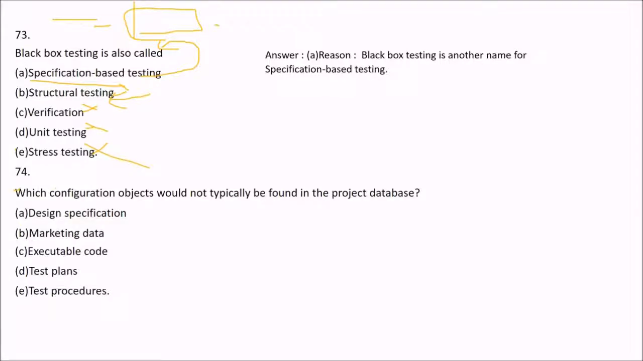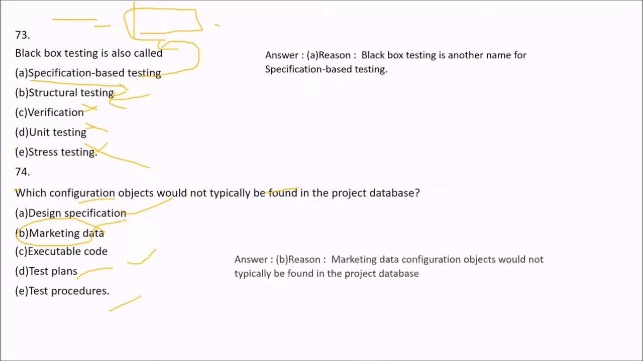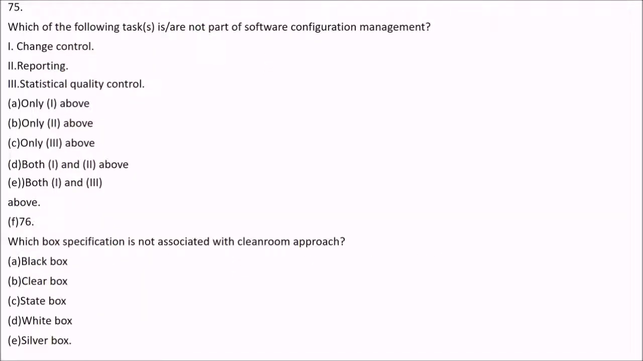74. Which configuration objects would not typically be found in project database? So design specification, no, it will be found. Marketing data, no. Executable code will be there. Test plans, test procedures will be there. Marketing data will not be there. B. So answer is B.